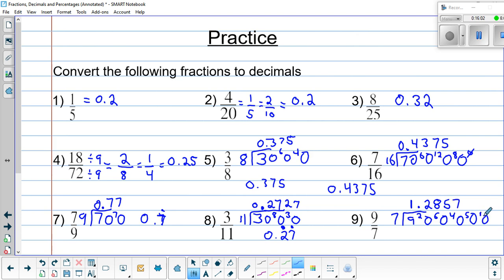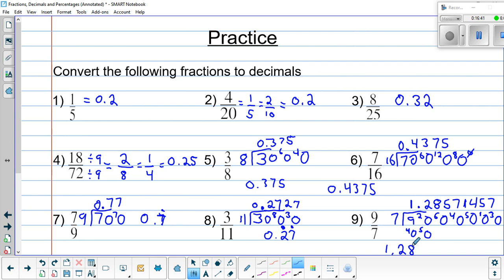7 goes into 10. Or sorry, into 10 1 time with 3 remainder. 7 goes into 30. 4 times with a 4 remainder. Then 7 goes into 40. That's 5 times with a 5 remainder. 7 goes into 50. That is 7 times. Oh, and you can start to see we have a recurring decimal. It took us a while to see that.